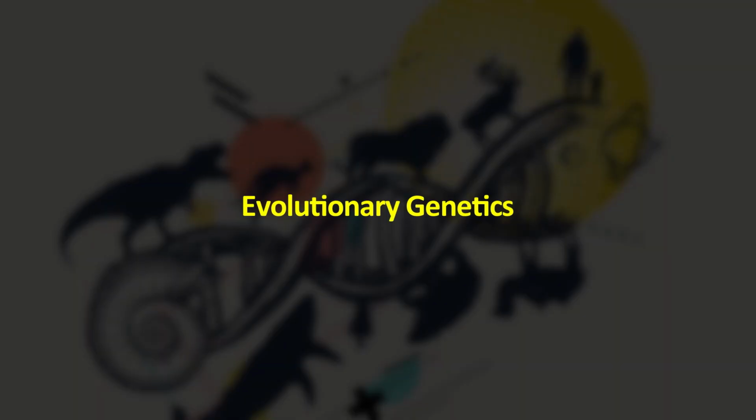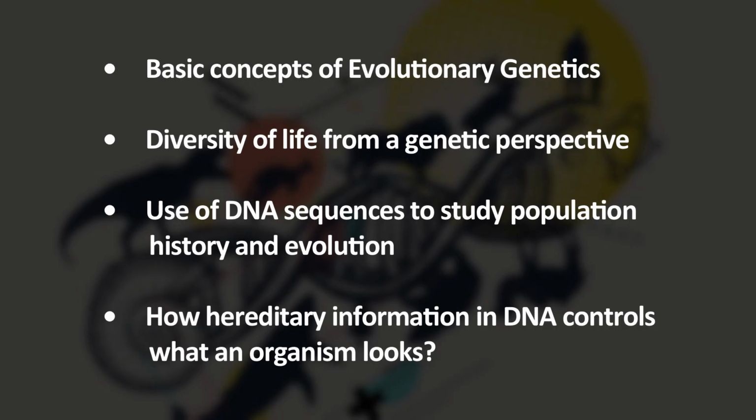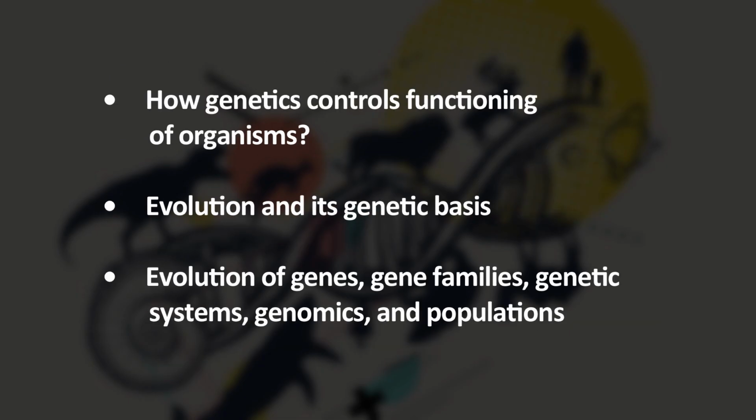Today we are going to discuss the topic evolutionary genetics. The main objectives of today's lecture are to know the basic concepts of evolutionary genetics, to understand the diversity of life from a genetic perspective, to discuss the use of DNA sequences to study population history and evolution, to know how the hereditary information in DNA controls what an organism looks like, to explain how genetics controls the functioning of organisms, to introduce the rapidly advancing field of evolution and its genetic basis, and finally to study evolution of genes, gene families, genetic systems, genomics and populations.